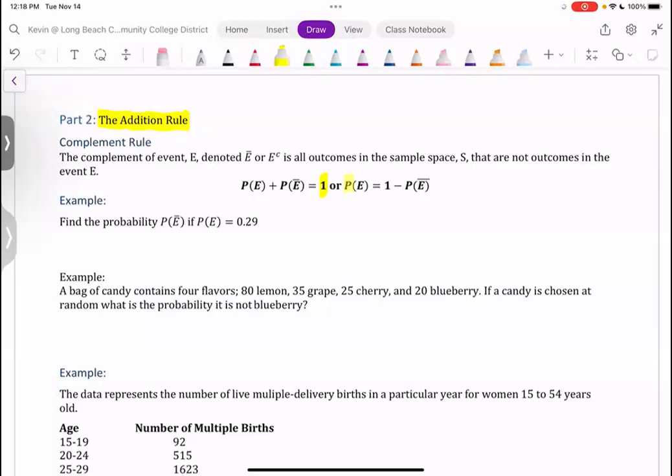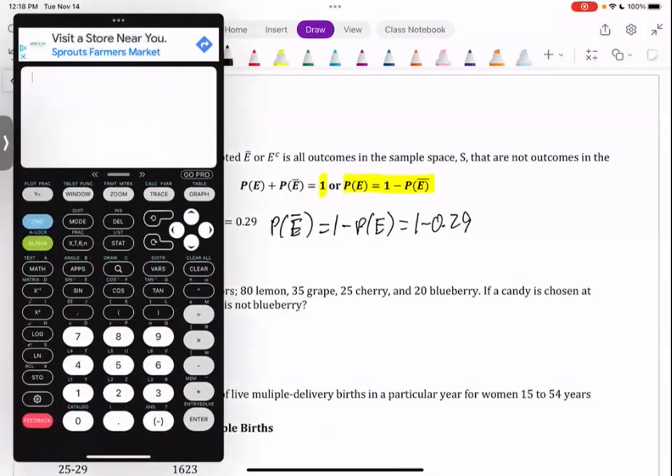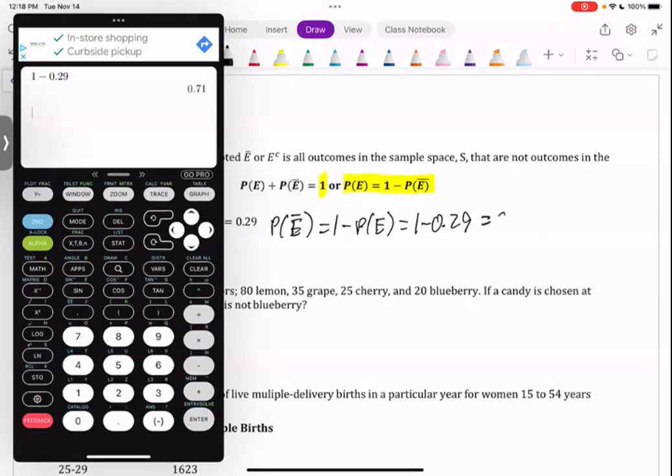Typically, we're going to write it as 1 minus. That's going to be our more normal way of doing that. So if I know that P of E is 0.29, then P of not E, which is what this notation with the line above it is, is going to be 1 minus P of E, or 1 minus 0.29, giving me 0.71. So there is the complement.